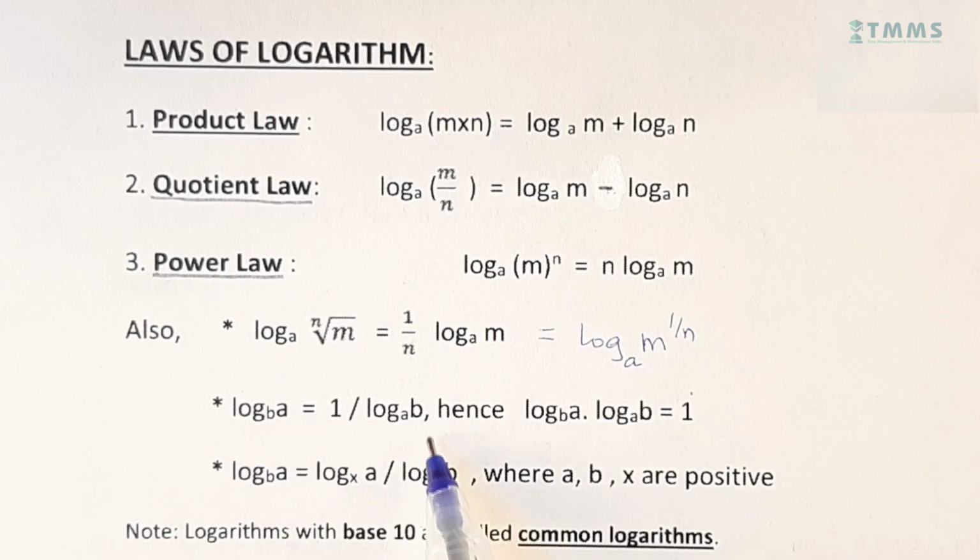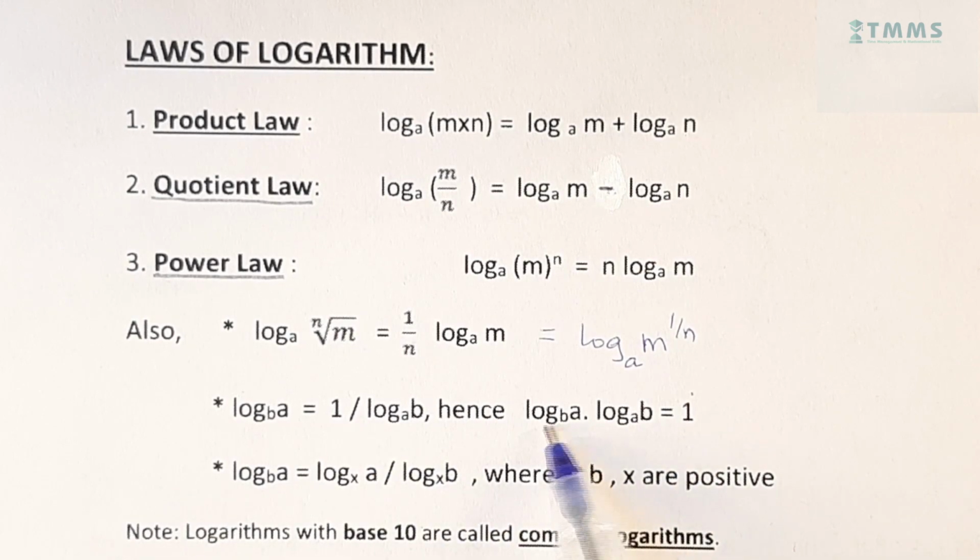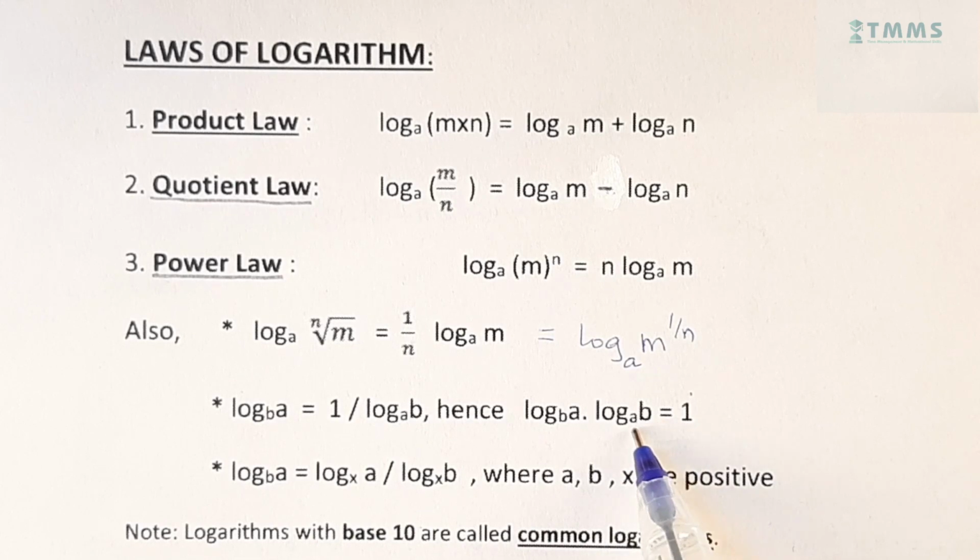And so if you cross multiply, you will have log a to the base b into log b to the base a, and that will be equal to 1. Let us see with an example.